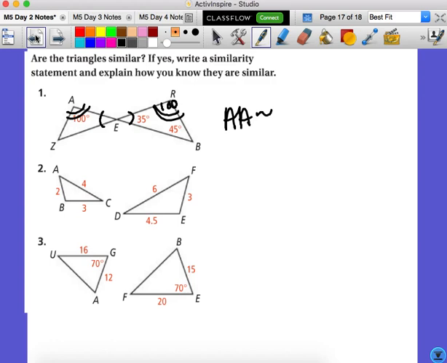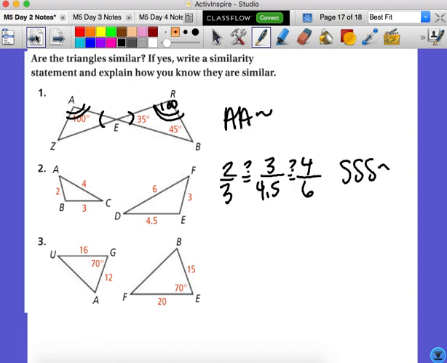For the next one, I know all of the side lengths. So I've got 2, 3, and 4 for the figure on the left. 3, 4.5, and 6. And I want to test, are those equal or not, to test for side. So looking at what information I have, all of those would simplify to 2/3. So this is yes by side similarity.